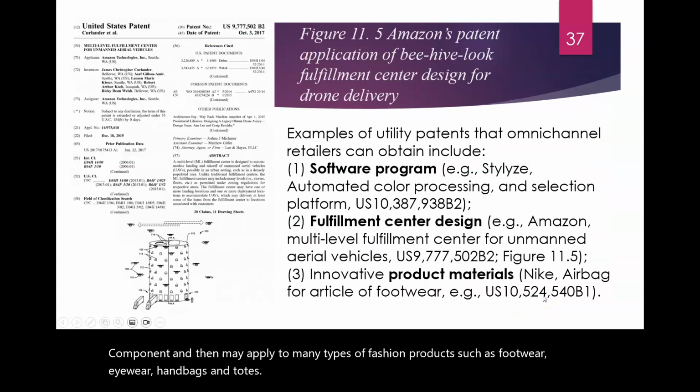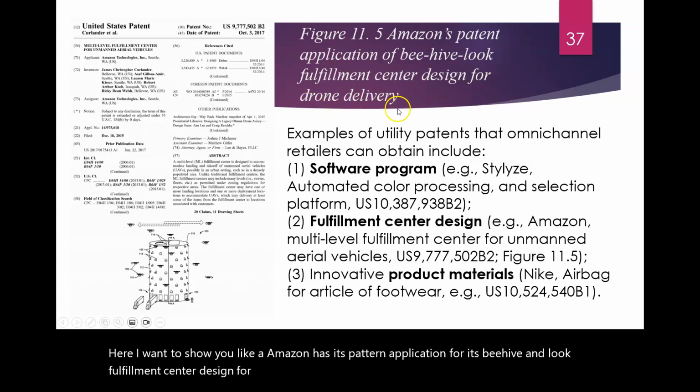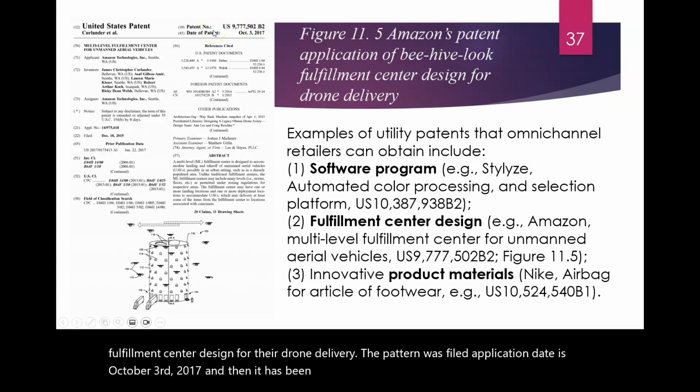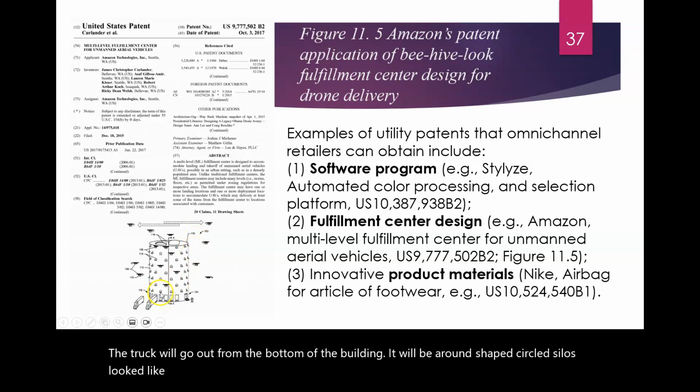So here I want to show you that Amazon has a patent application for its beehive-looking fulfillment center design for their drone delivery. The patent was filed, application date October 3rd, 2017, and then it has been granted as a U.S. patent here. As you can see, the figure illustrates that the truck will go out from the bottom of the building. It will be a round-shaped, circular, silo-like building, and they have small windows through which they can send off the drone.